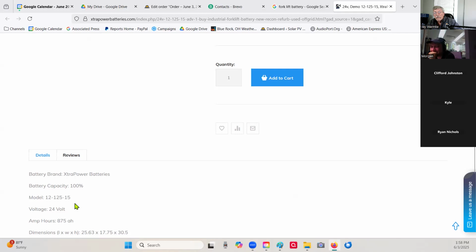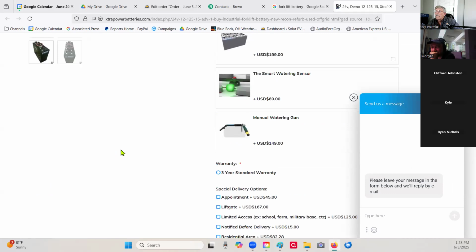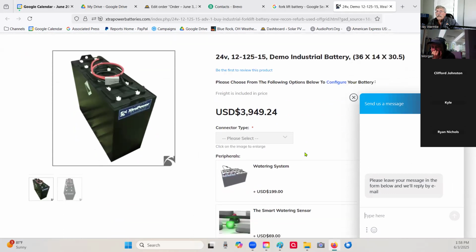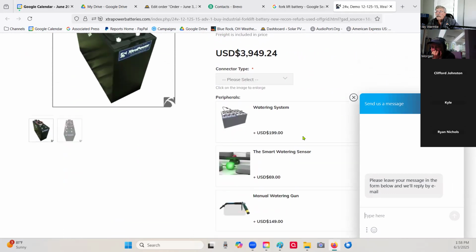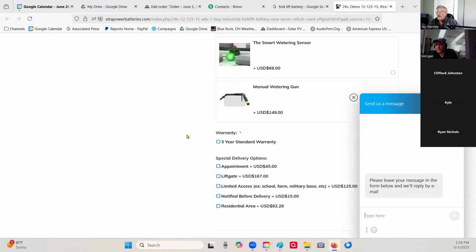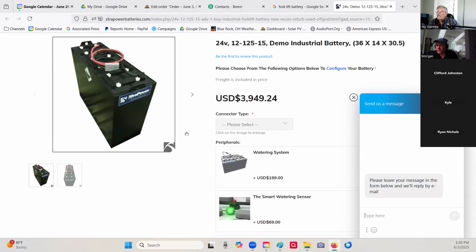But it's 24 volts. So we're actually going to need four of those batteries to meet our load demand. Four of those, $16,000 worth of batteries there. That's about what I would have expected. And each one weighs 1,750 pounds. So now we're talking about almost 3.5 tons of batteries for this house.